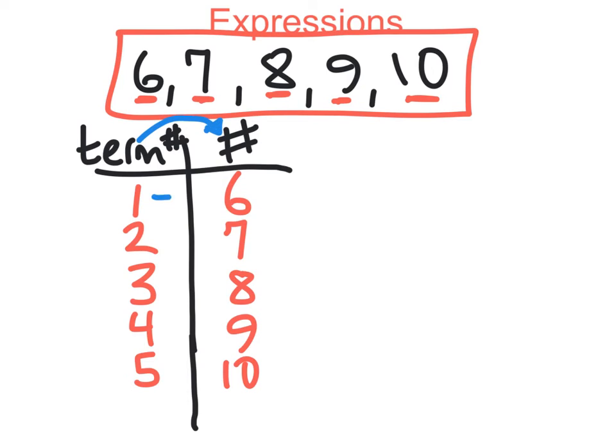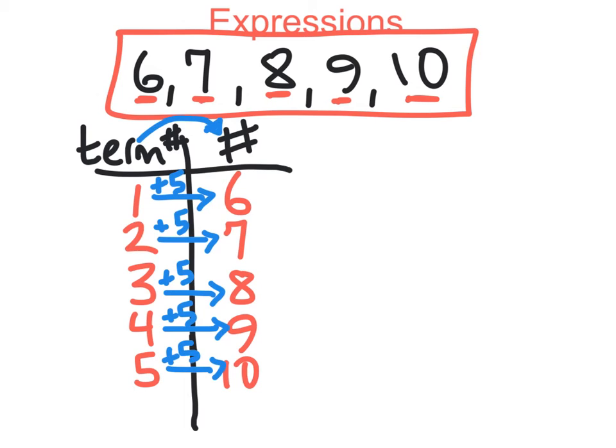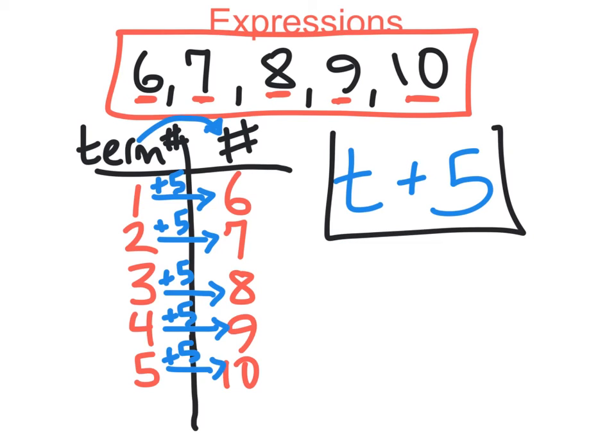So from 1 to 6. How do we get from 1 to 6? Well, we add 5. And from 2 to 7, we added 5. And from 3 to 8, we added 5. And now you're probably seeing a pattern that we add 5 each time. So our expression could be T for term number plus 5, because that's what we're doing each time here. We're adding 5. T plus 5 is our expression.